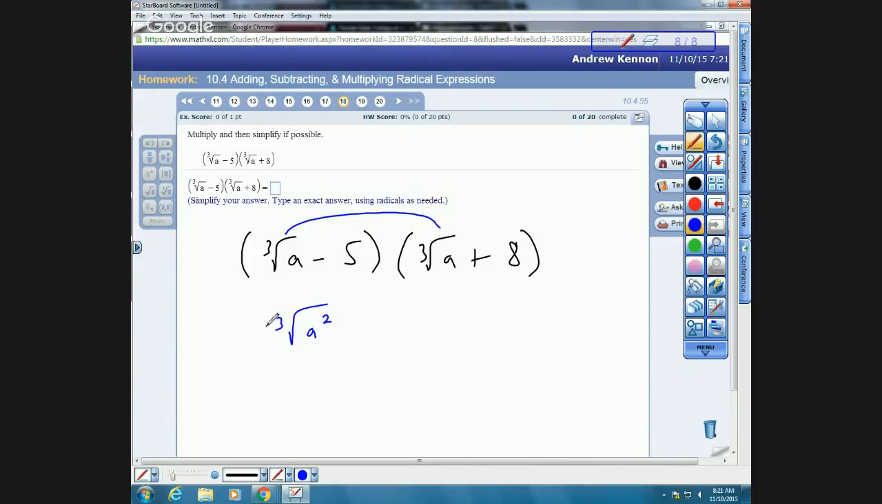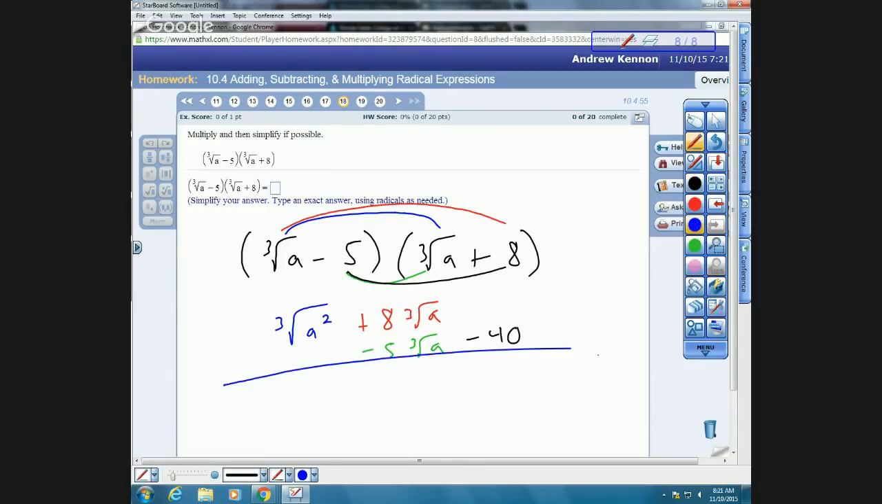I need at least 3 of those to come out. So that just stays like that. Cube root of a times 8 would be 8 cube roots of a. Negative 5 times the cube root of a would be negative 5 cube roots of a. And negative 5 times 40 would be negative 40. So combine some like terms here. We have the cube root of a squared plus 3 cube roots of a minus 40.